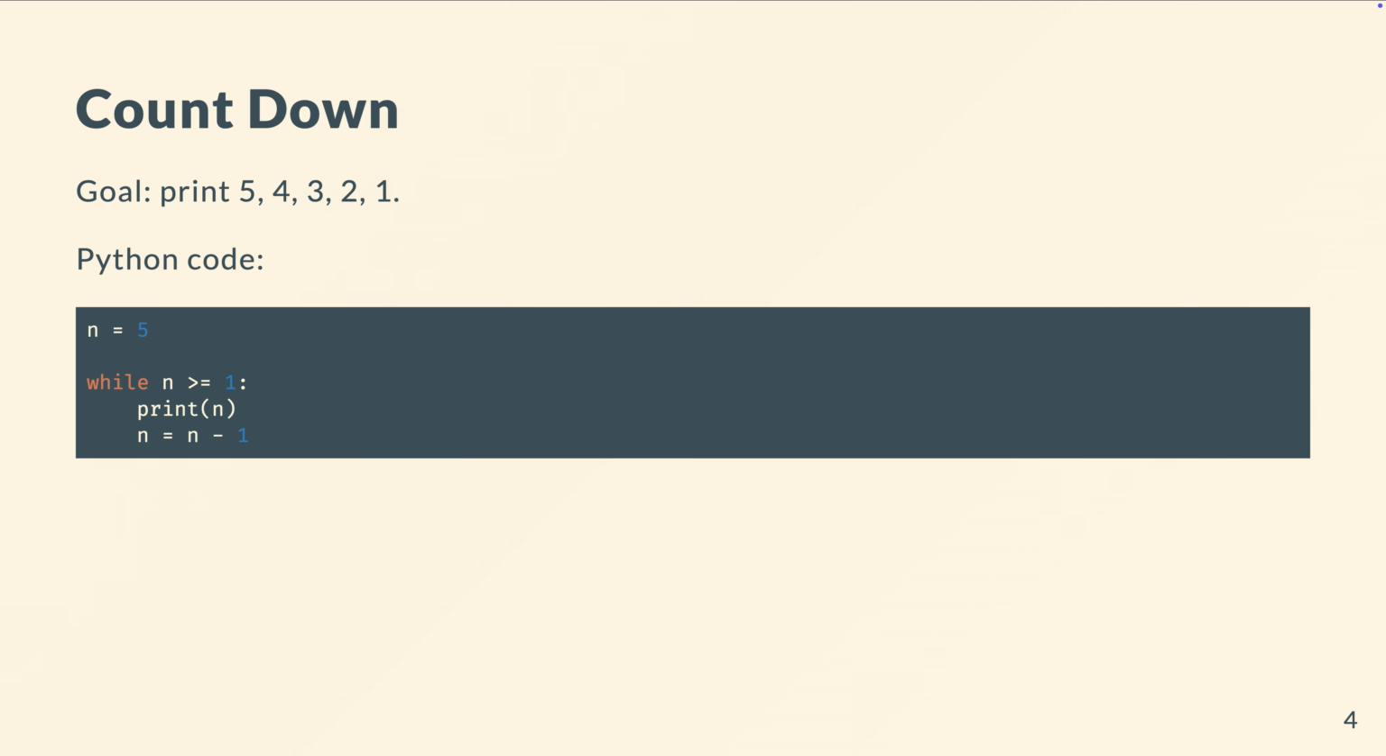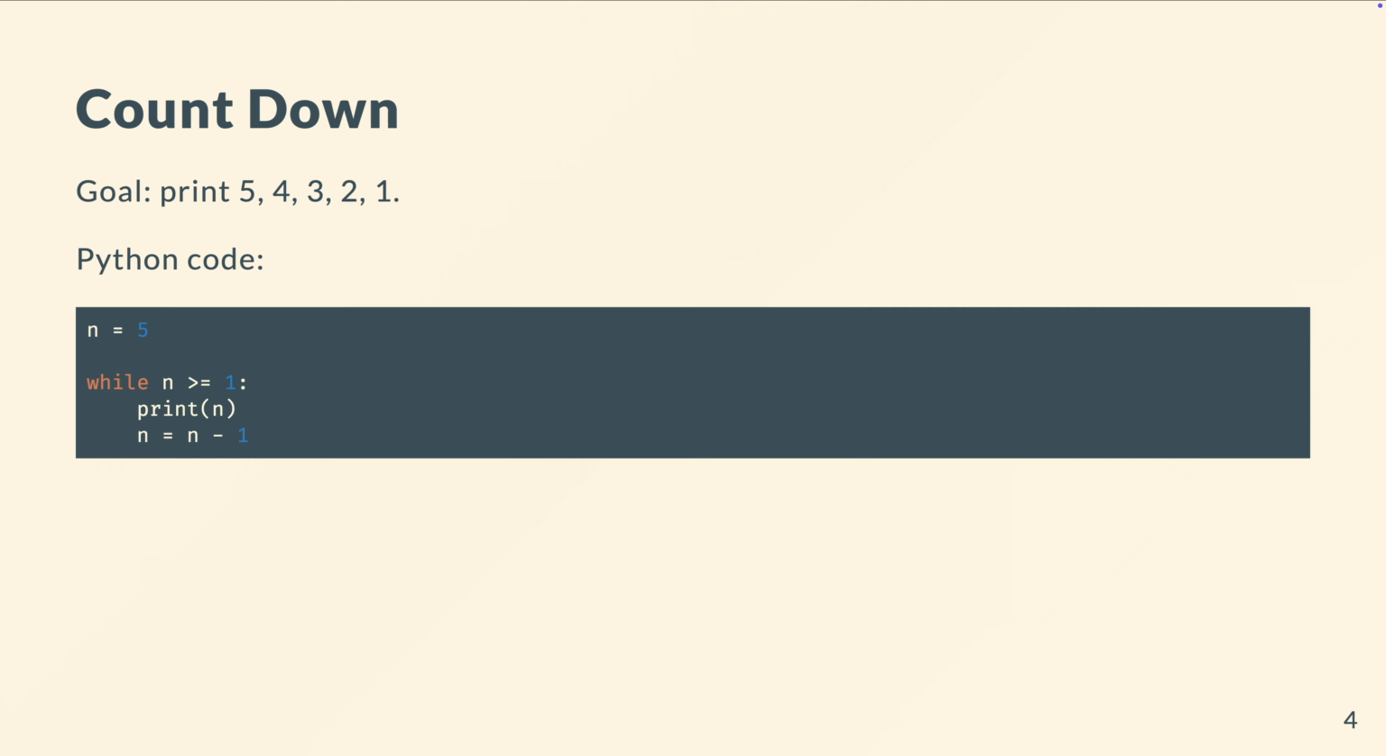Now let's do a correct while loop. The goal is to count down. Print 5, 4, 3, 2, 1. Look at the Python code. We start with n equals 5. The condition says, while n is greater than or equal to 1. Inside the loop, we print n. Finally, we do n equals n minus 1.